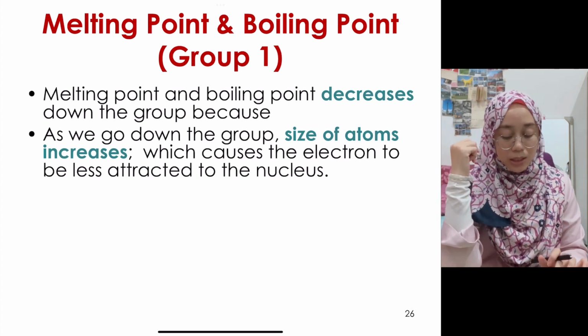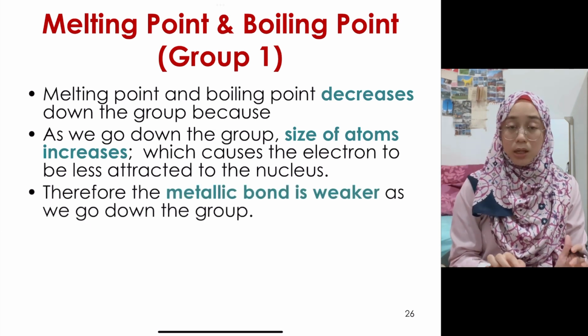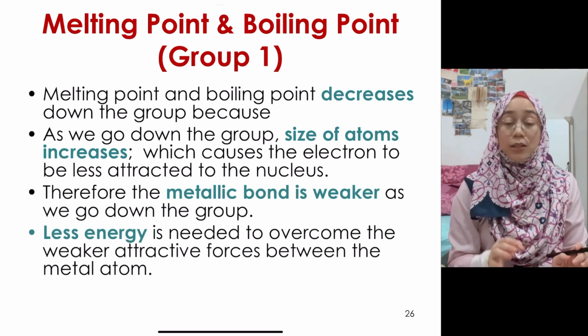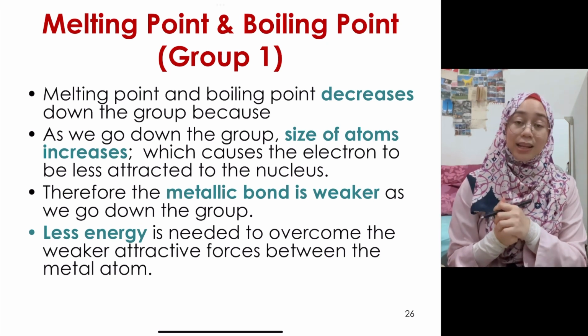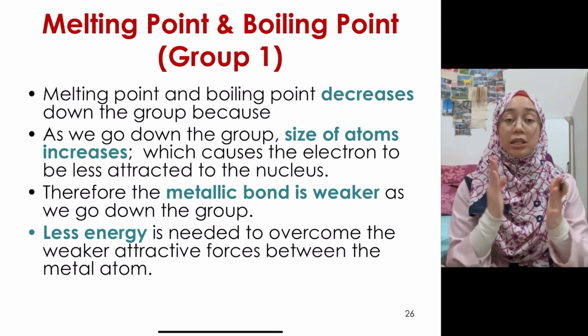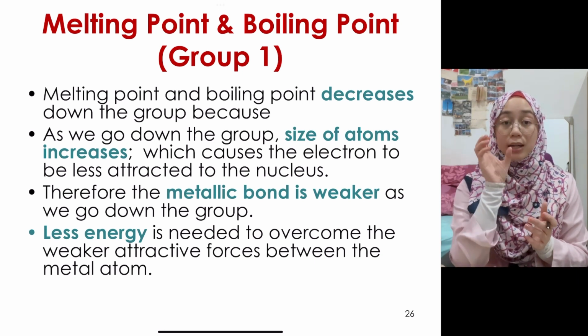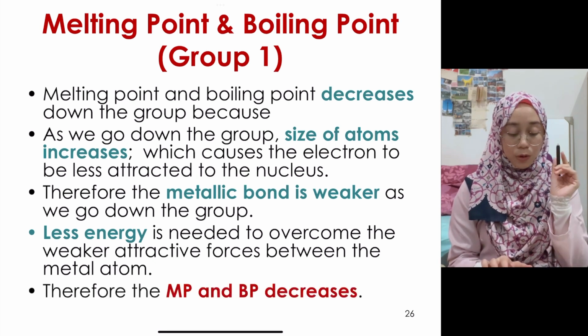Okay, which causes the electron to be less attracted to the nucleus. Therefore, the metallic bond is weaker as we go down the group. Okay, so less energy is needed to overcome the weaker attractive forces between the metal atoms. Very simple untuk kita punya group 1 ni. Kalau group 1, kita cerita pasal metallic bond by using factor yang size tu tadi. Okay, so next, let's go to the group 17 pula.